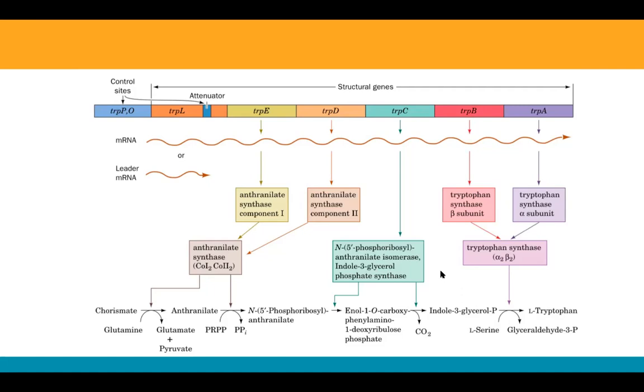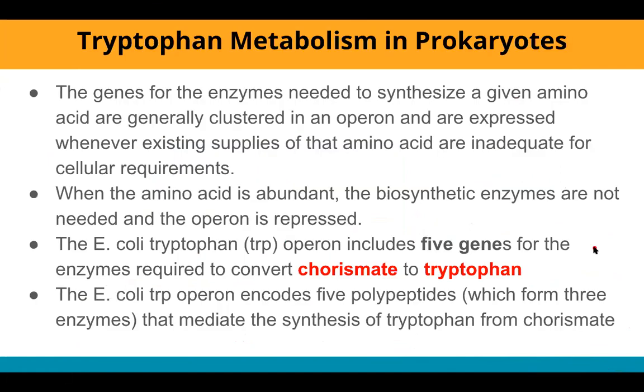Now, basically, the structural genes of the trp operon convert chorismate to form L-tryptophan. The chorismate is the precursor of L-tryptophan. Okay? So again, tryptophan metabolism in prokaryotes. The genes for the enzymes needed to synthesize a given amino acid are generally clustered in an operon and are expressed whenever existing supplies of that amino acid are inadequate for cellular requirements.